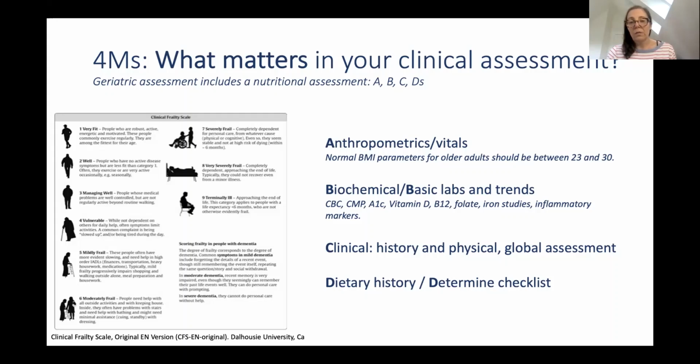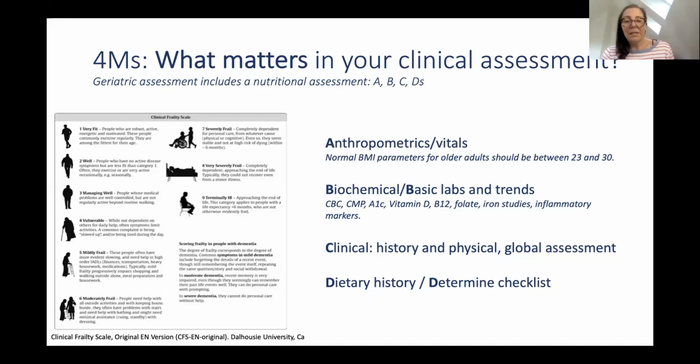ABCDs, so anthropometric. Remember to look at the vitals and look at the trend of your vitals. What is the trend in weight? What was a good weight for this person when they were in their 30s and 40s? And how has that changed over time? Remember that normal BMI parameters due to body composition changes in older adults are different. So think, BMI of 23 to 30 is okay in older adults, and that may not be their perception. And so you have to really talk to them about that and explain what type of weight loss is healthy. Often I end up talking to people a lot about strength training.